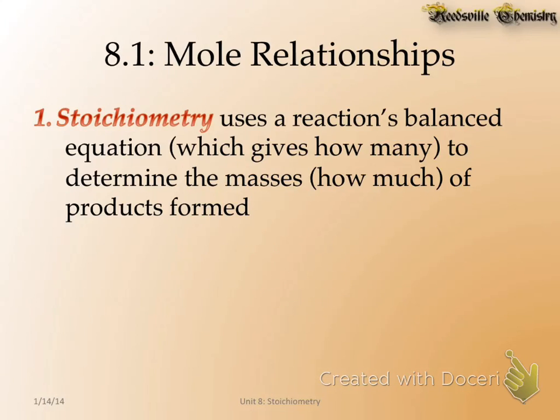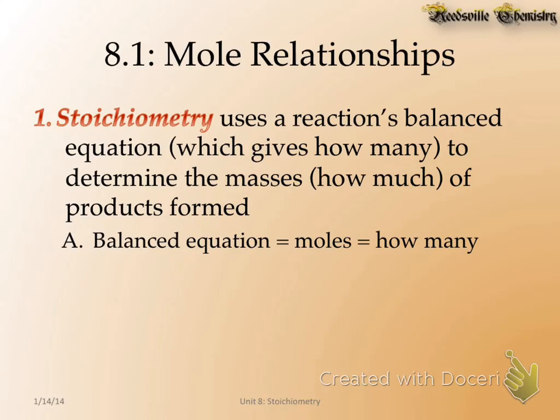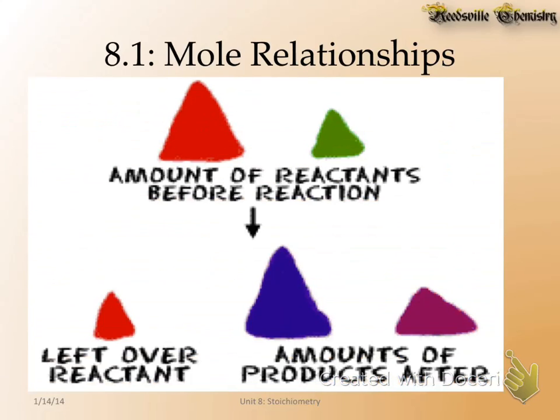First of all, we want to talk about mole relationships. Stoichiometry uses a balanced reaction equation, which gives how many. The coefficients in the equation tell us how many, to determine the masses, or how much, of products are formed. So the balanced equation gives the number of moles of each reactant and product, and that's what we refer to as how many. Stoichiometry then allows us to go from moles to mass and figure out how much, because we don't have a scale that measures in moles. We obviously have scales that measure in mass, so we need a conversion that allows us to go from moles to mass.